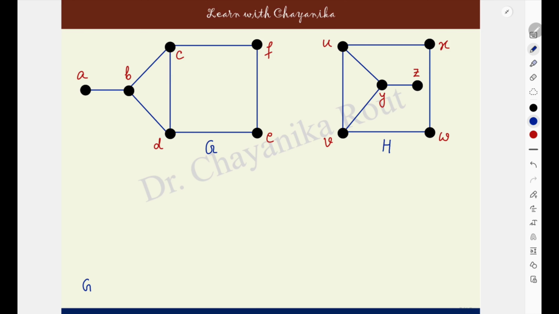Okay, all the adjacencies will remain the same. A is adjacent to B here and not to C, D, E, F. So the same will be maintained in the redrawn graph. Nothing will change, only the positioning of the vertices might change, the orientation might change.